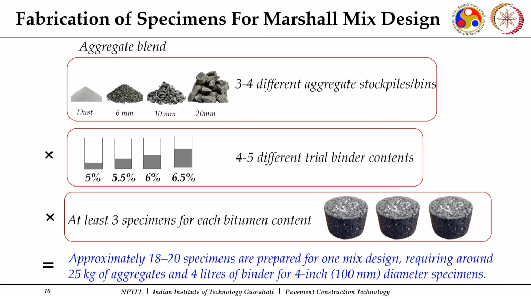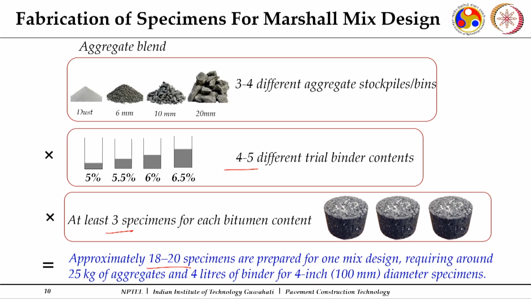So, if a mix design is to be attempted where 3-4 different aggregate stockpiles are there, you normally work out 4 to 5 trial binder contents, and each at least 3 specimens at each binder content, and then 3 to 4 specimens may be required for your loose mix, especially the maximum specific gravity determination. It can be done at all binder contents also, or it can be done at a binder content which is closer to your optimum binder content. So, then 3 to 4 specimens may be required there.